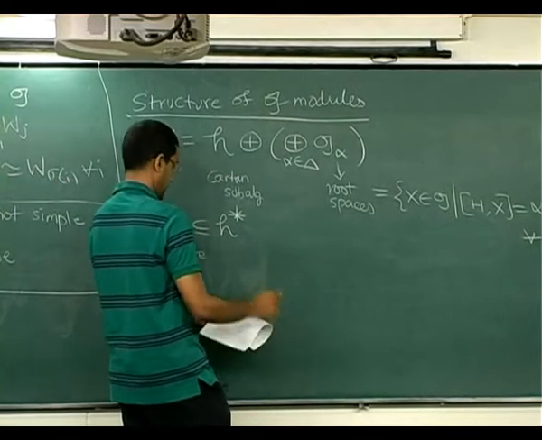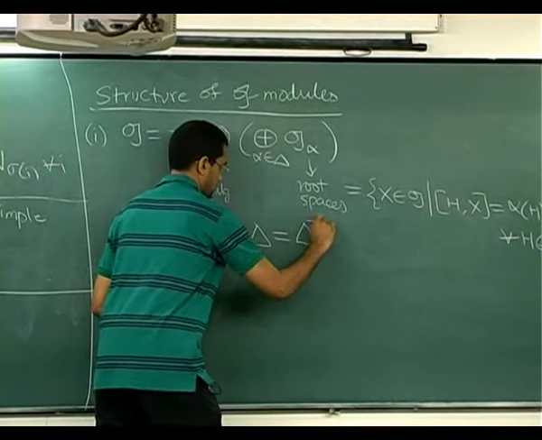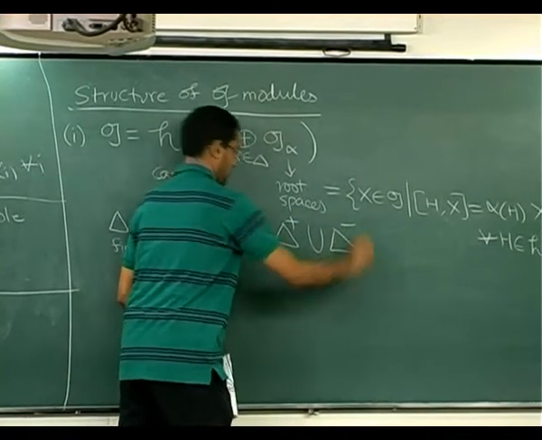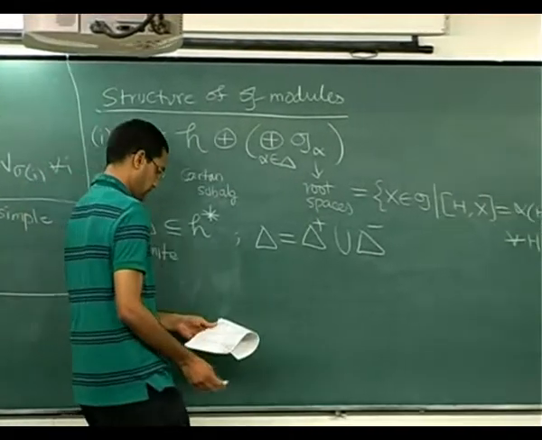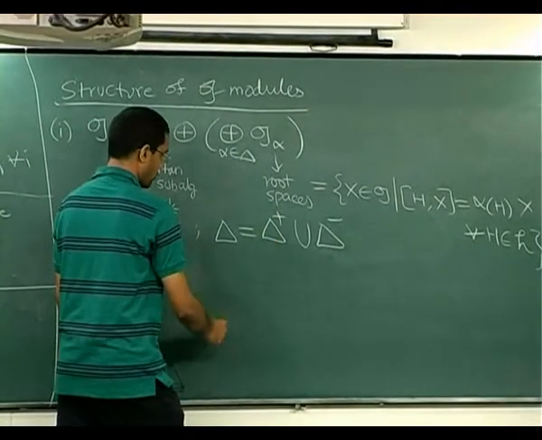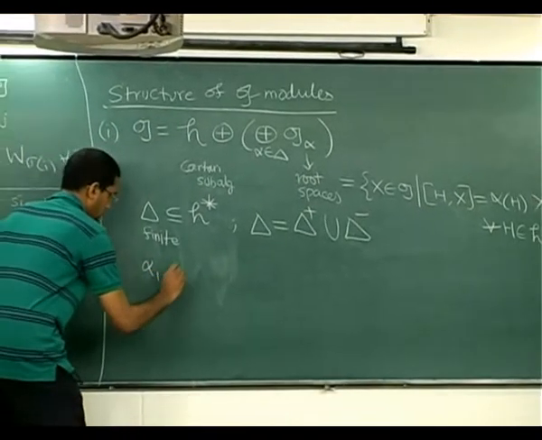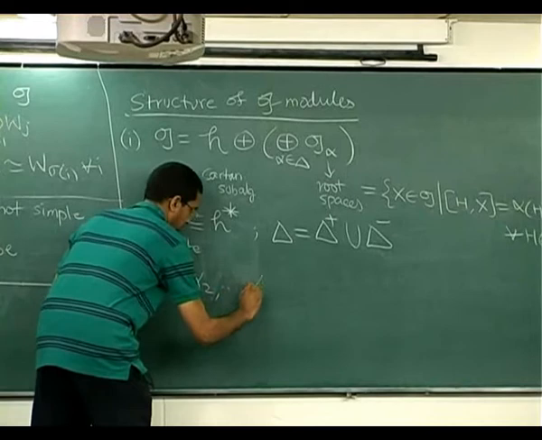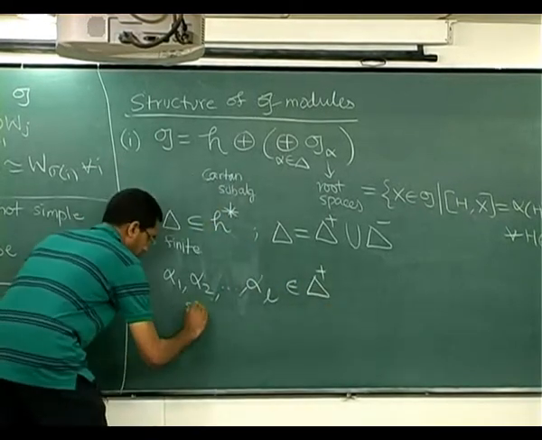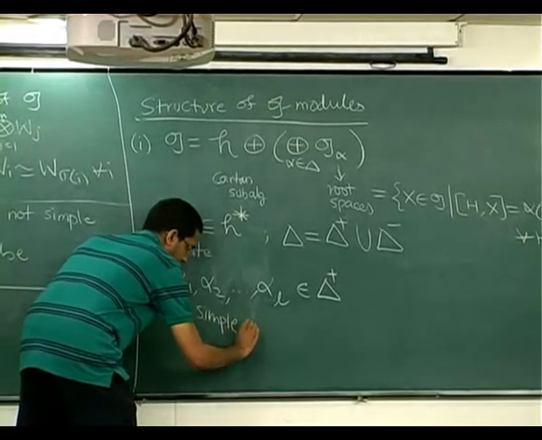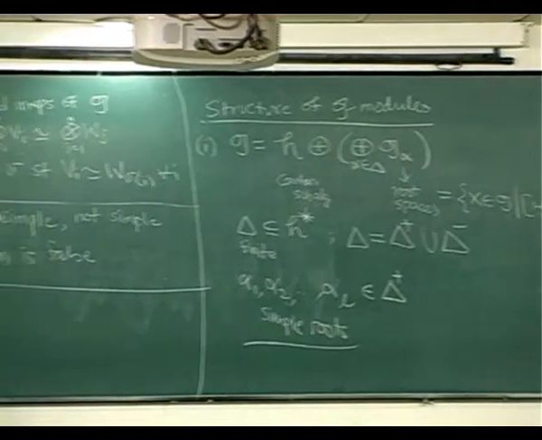And let's see, what else do we want to say? Delta can be written as a disjoint union of two sets called the positive and negative roots. And amongst the positive roots, there is a distinguished set called the set of simple roots. So there is a set alpha 1 through alpha L belonging to delta plus, which is called the set of simple roots, or a base for the root system.